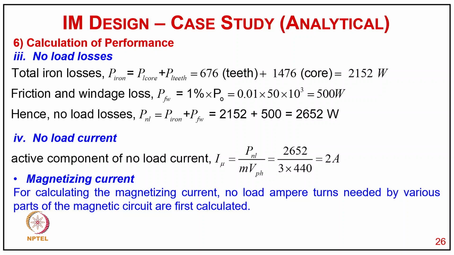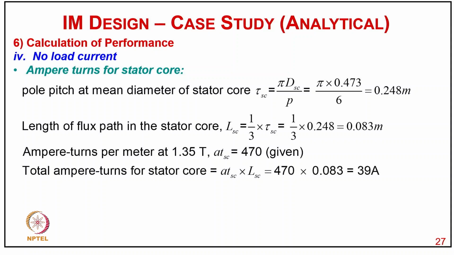And now we have to calculate the magnetizing current to get the total. For calculating the magnetizing current, the no load ampere turns needed by various parts of the magnetic circuit are first calculated. So considering the ampere turns for the stator core, the pole pitch at the mean diameter of the stator core, tau CSC equal to pi DSC upon P, keeping the values, it comes to 0.248 meter, and the length of the flux path in the stator core, that is LSC, 1/3 of the TSC, so it comes to 0.083 meter, and the ampere turns per meter at 1.3 Tesla, ATSC equal to 470 from the magnetization characteristic of this particular material, and the total ampere turns of the core will be ATC into LSC, the length of the magnetic path, so it comes to 39 ampere.